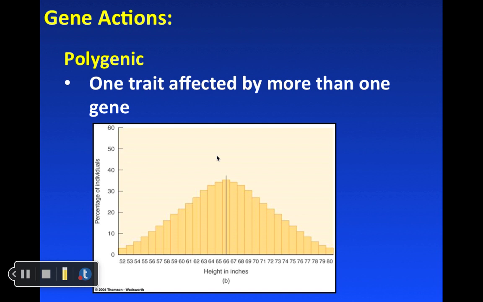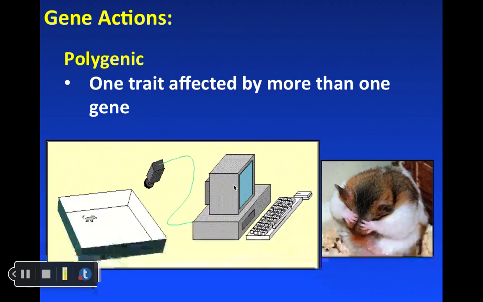On the other hand, again, we've seen this before as well, polygenic effects, traits that are affected by more than one gene. So height is a classic example. We see essentially a normal distribution if we look at the height of individuals. And again, this is due to a variety of factors, but one of which is the fact that height is controlled by more than one gene.